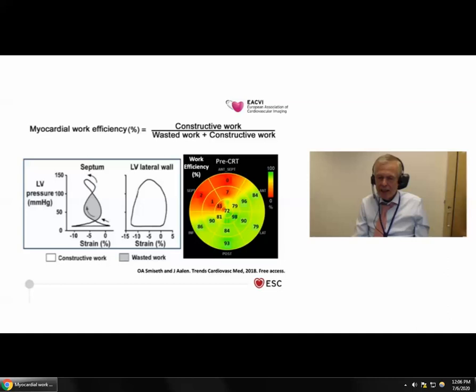In the lower right panel, you see the red area. It's a bad part. That's inefficient. The green part is good. That's where it's healthy working segments, generating constructive work.